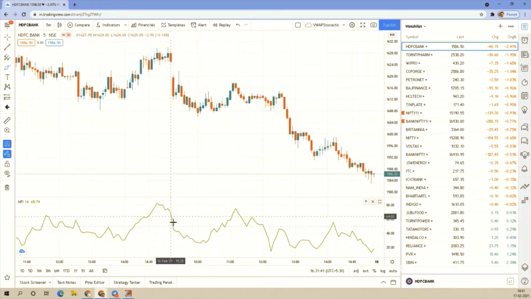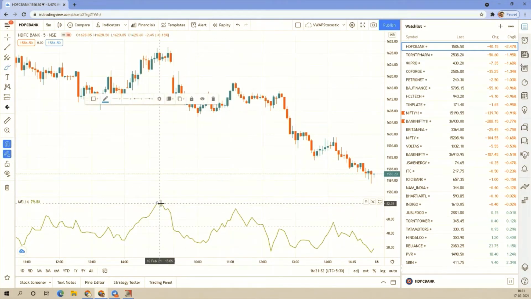There is still a chance. So you can think of buying here, and then again, because this is a lower high. If you can clearly see, this high was never taken and this high was never taken. So you could have shorted anywhere here.